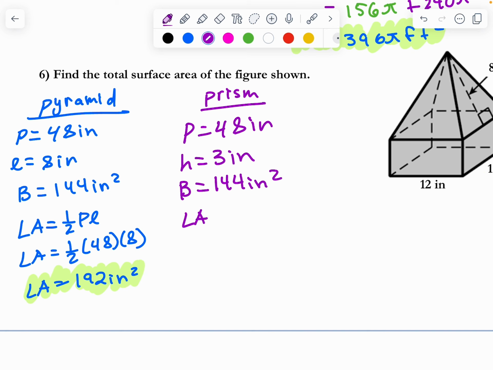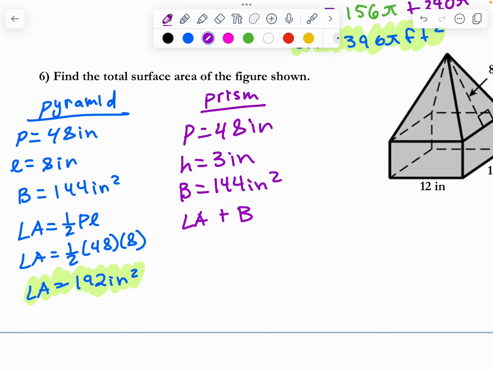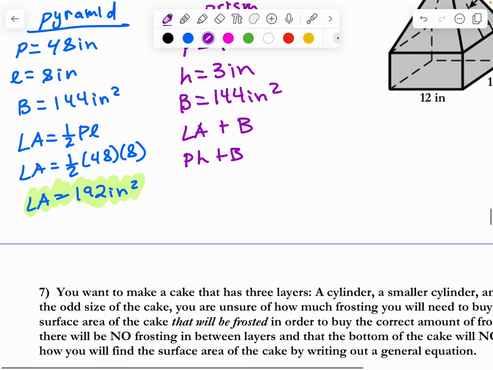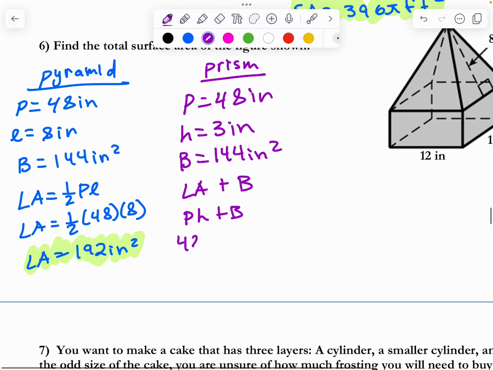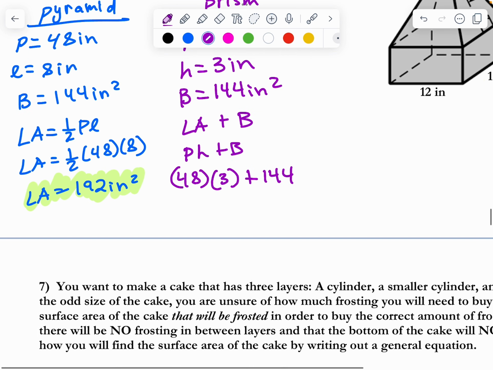So lateral area. Here, what we are trying to find is the lateral area of the prism plus the base because that's going to give us the total. So the lateral area here is just going to be perimeter times height plus the base. So perimeter is 48, height is 3, base is 144. So it looks like my total here ends up being 288 inches squared.